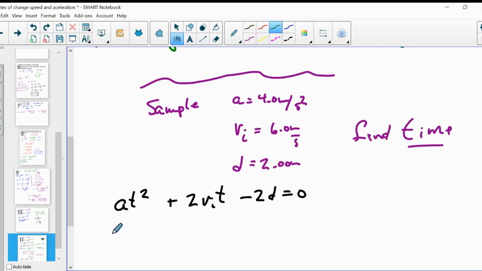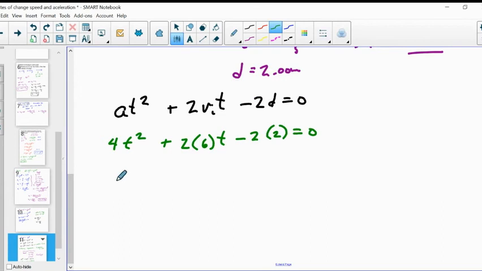So our acceleration in this example was 4. I'm just going to leave the units out just for the ease of the video. This is going to be 4t squared plus 2 times the velocity, which was 6, multiplied by t, subtract 2 times the distance. The distance in this question was 2. So we have 4t squared plus 12t minus 4 equals 0. So now we can use the quadratic equation. We can graph it, or we can try to factor it.